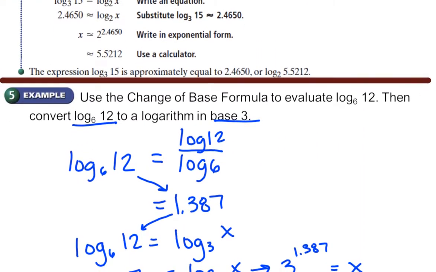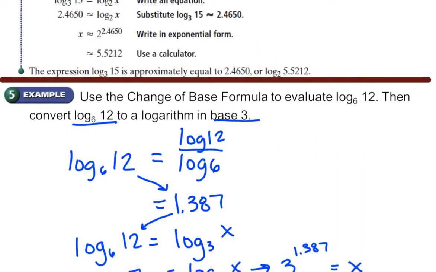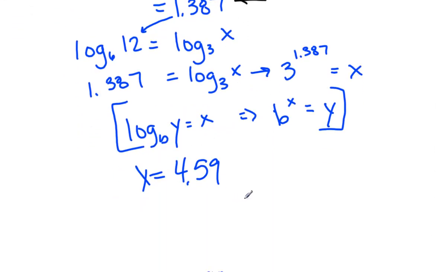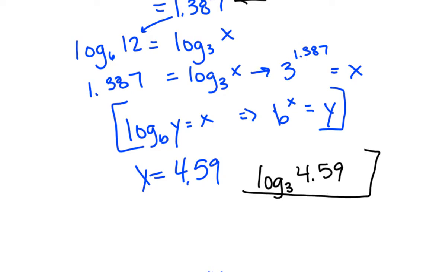Therefore, if you recall, we wanted to use the change of base formula to evaluate the log base 6 of 12, which we did, which was right here. And then we also wanted to convert it to logarithm in base 3. So that means we need to finish this out. So that would be log base 3 of 4.59, and that would be your answer. You can also have 4.6 if you wanted to. I would not take points off for that.